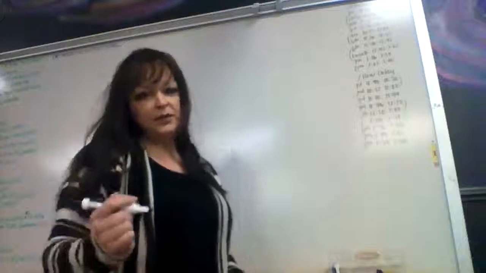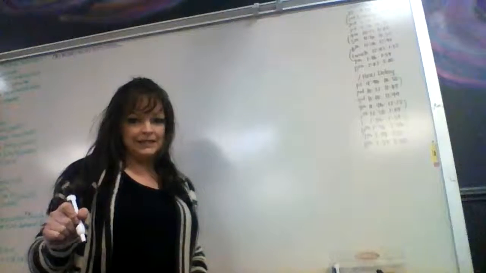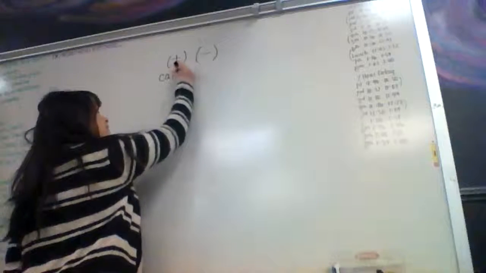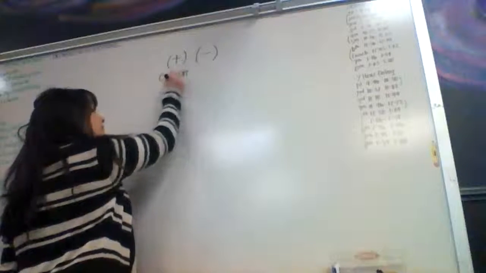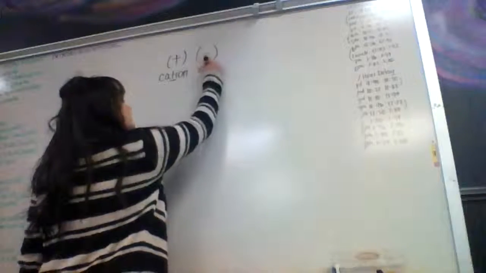Hey, I'm going to try to show you how to do monatomic ionic bonding. First of all, ionic bonds are between ions. That's a positive and a negative. A positive ion is called a cation. The t in it looks like a positive. A negative is called an anion.